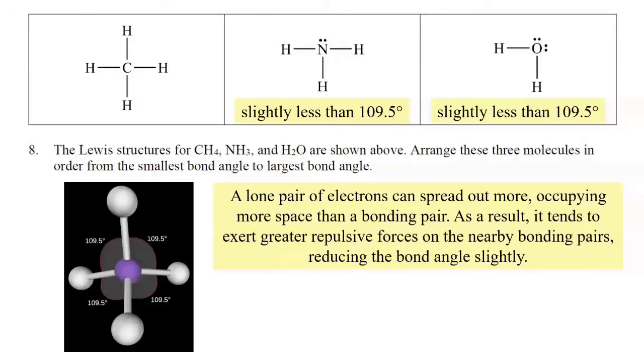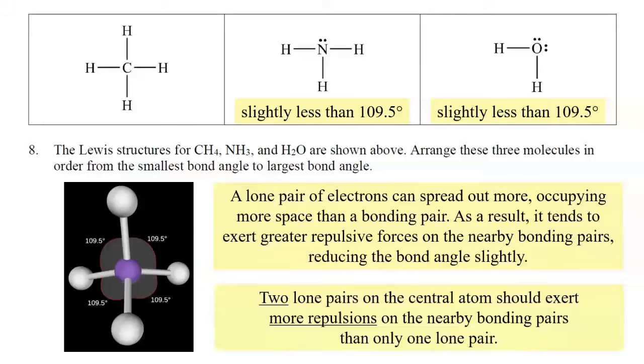And hopefully it makes sense that if you have two lone pairs on the central atom as opposed to only one lone pair on the central atom, there should be a different level of repulsion. So two lone pairs on the central atom in the H2O molecule should exert more repulsion on the nearby bonding pairs than only one lone pair, as we see in the NH3 molecule.